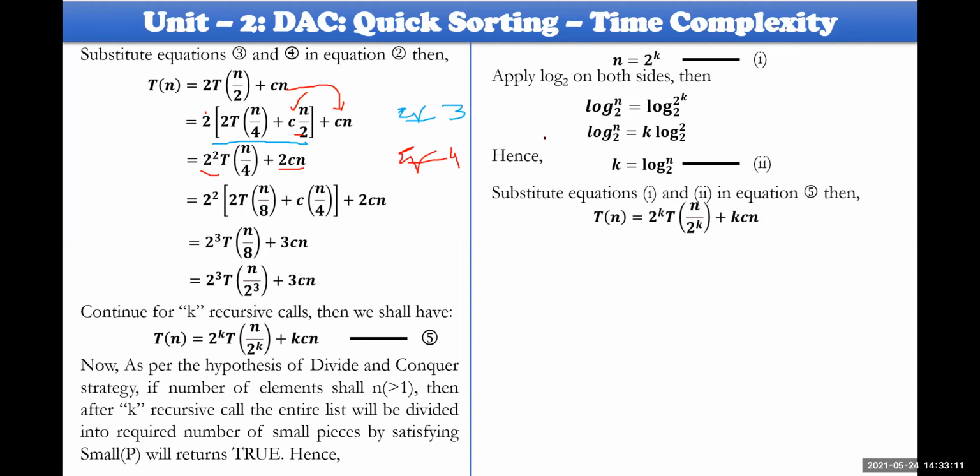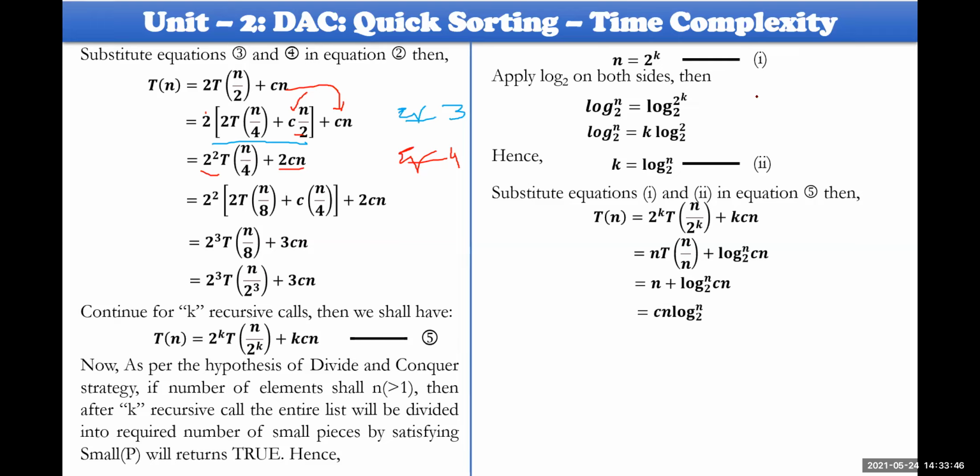Substitute these equations 1 and 6 in 5. What is the fifth equation? T of n equals 2 power k into T of n by 2 power k plus kCn. Substitute the values where exactly required. Instead of 2 power k, you could substitute n. Instead of k, you have to substitute log base 2 of n. So something like this: n into T of n by n plus log base 2 of n into Cn. And here, T of n by n equals T of 1. T of 1 value is 1 as per equation 1. Therefore, n plus log base 2 of n into Cn.